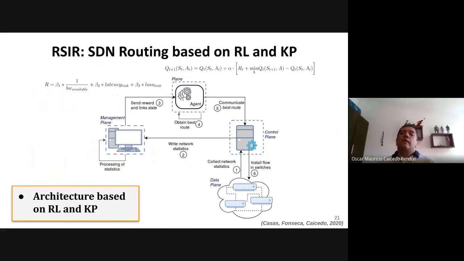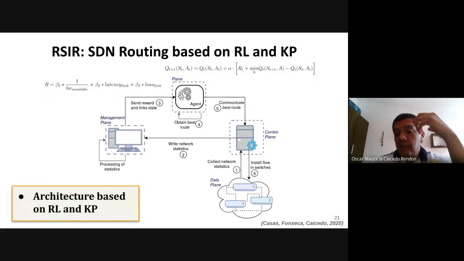Okay, then from a high-level point of view, RSIR operates as this figure shows. Okay, then what is the idea? First, the control plane collects network statistics. Then the idea is to use a southbound interface. A southbound interface permits the communication between the control plane and the data plane and collects network information.